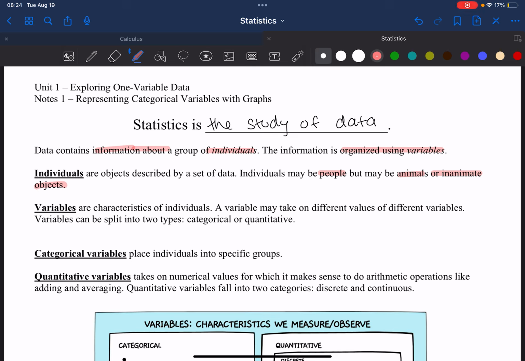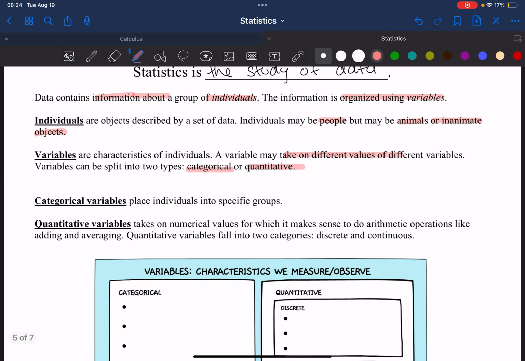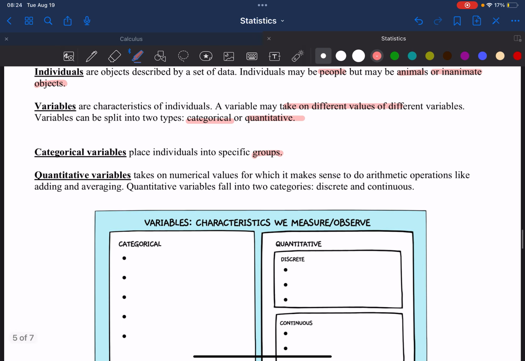And then variables take on different values, and we can split these into two categories, one categorical and the other quantitative. Categorical variables means that we are placing the individuals into groups or categories. And quantitative variables are variables that take on a numerical value, but also make sense if we do an operation like adding or averaging. Quantitative variables fall into two categories, discrete and continuous.